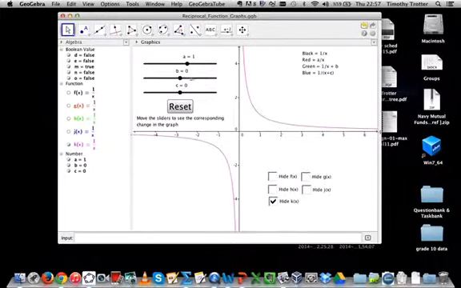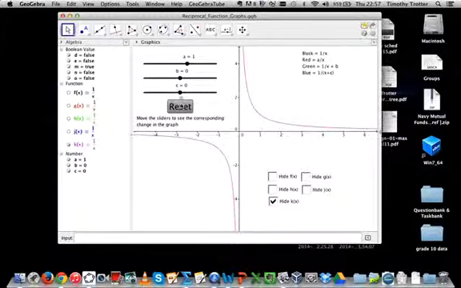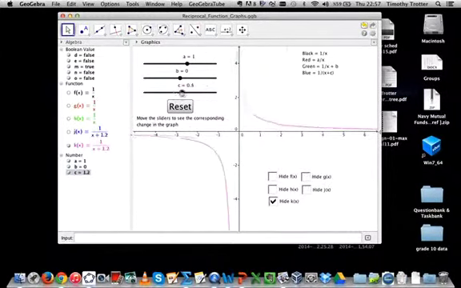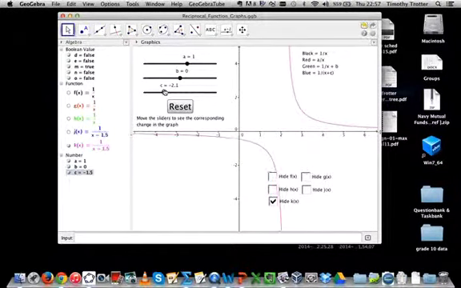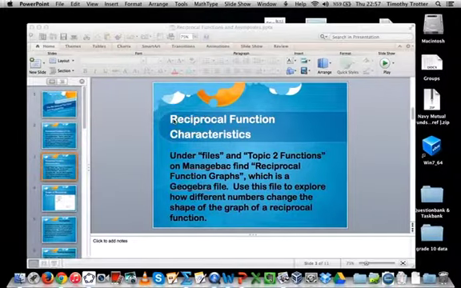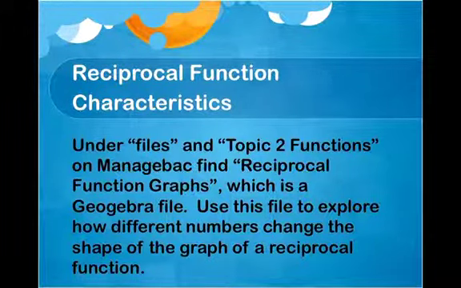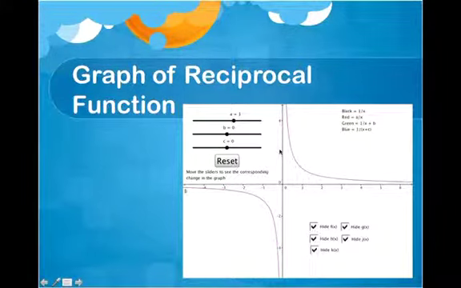If I add b, it slides it up and down. What about c? What if I add c in the denominator here? It moves it left and right. As c is positive, it moves it left. As c is negative, it moves it right. So getting comfortable with all of these transformations of the graph, go ahead and play with them for a while and get comfortable with that. And when you do get comfortable with that, come back and take a look at the rest of the screencast.